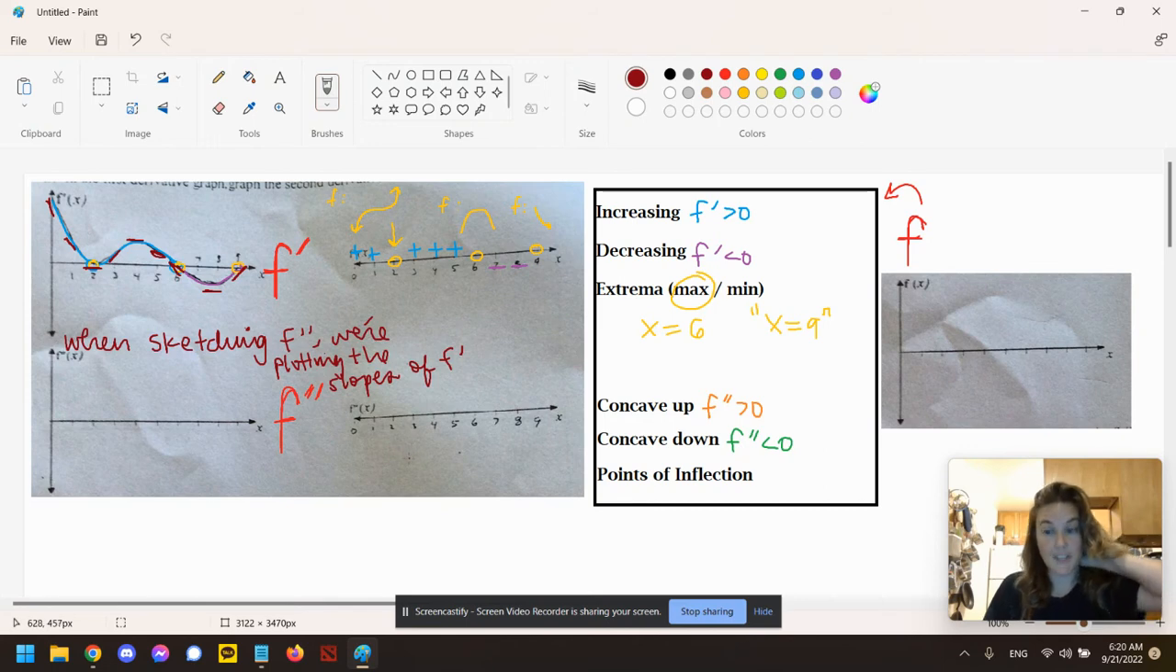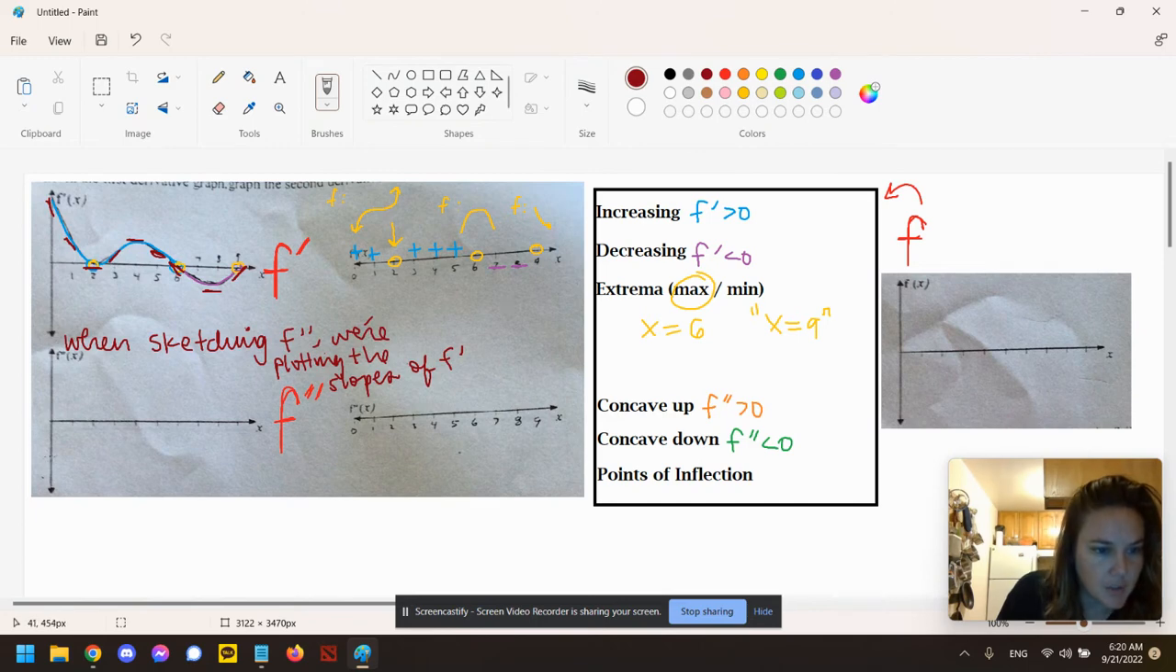So what I did is I drew little tangent lines at each of the x equals integers, and then I just noticed, is this a negative slope? Is this a flat slope, so 0, or is this a positive slope? Right. At 0 it was negative, I'm going to put a negative number. At 1 it was slightly less negative, so I'll put a negative number.